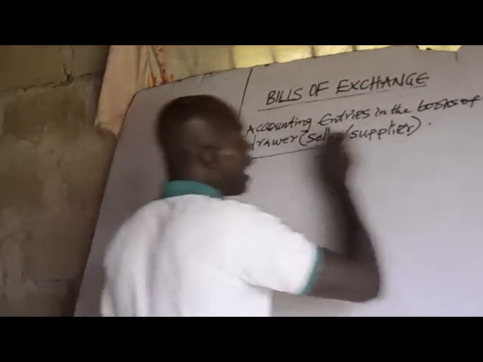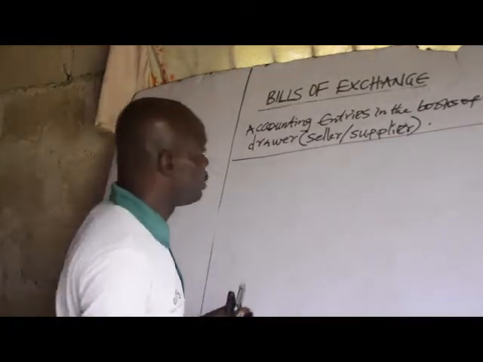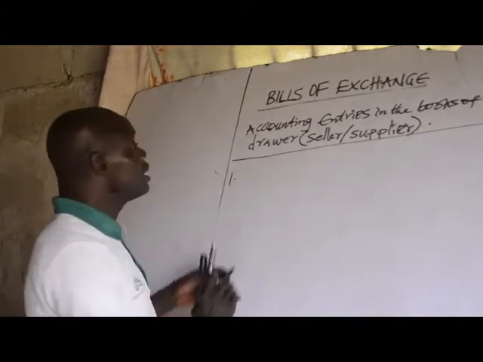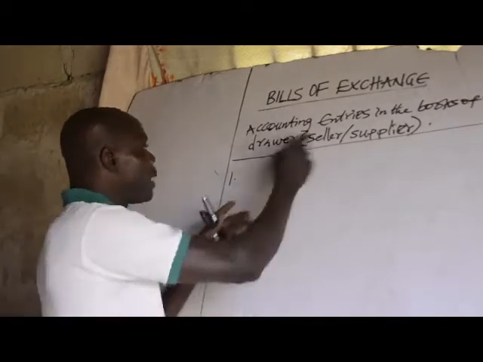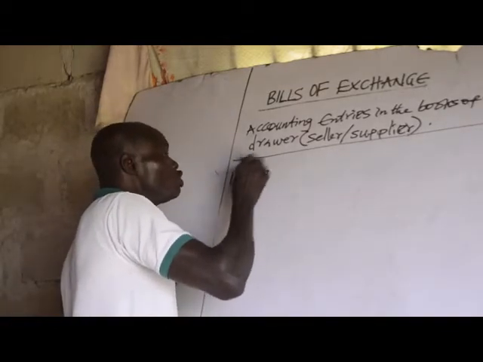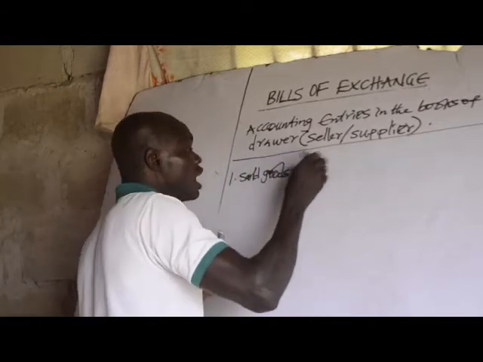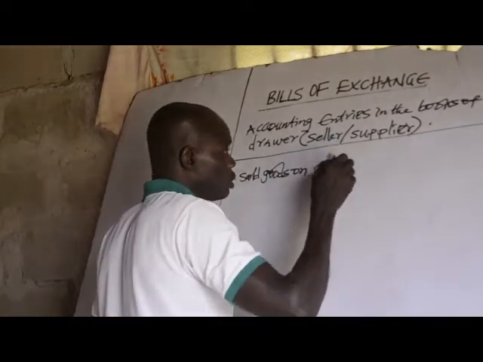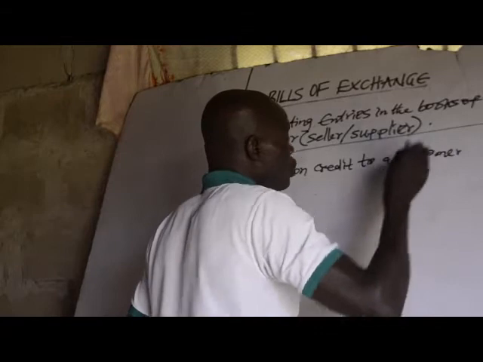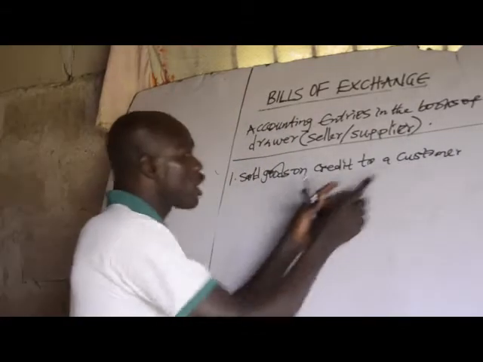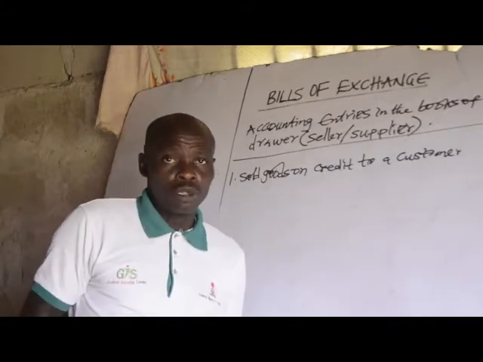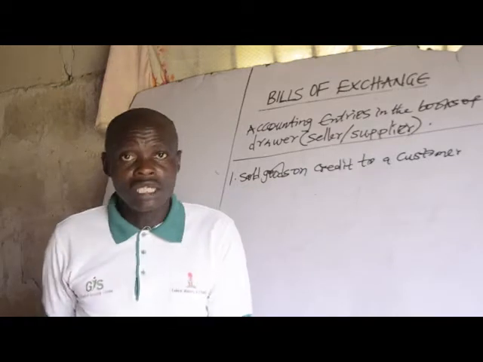So, how do you pass the necessary entries in the books of the seller? The first thing: there is a transaction between the supplier and the customer on credit. So, we have sold goods on credit to a customer. Where he sold goods, the customer becomes the receiver, while sales is the giver. Remember the double entry principle: we debit the receiver and credit the giver.